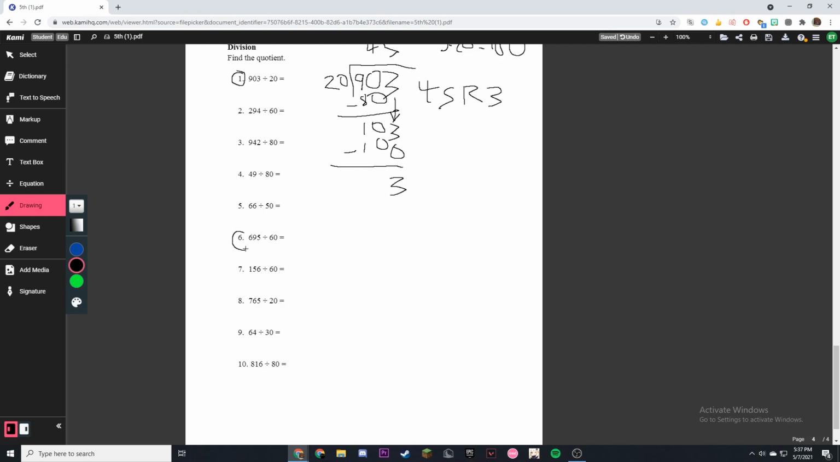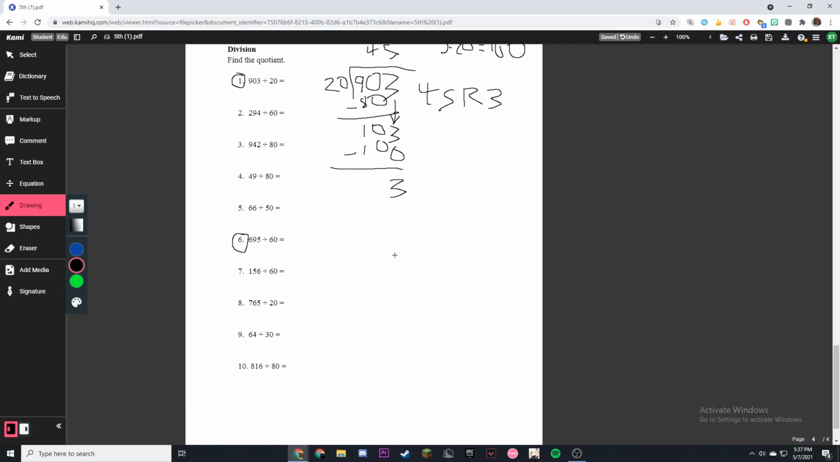Now we're going to do number 6 as another example, and it is 695 divided by 60. We can't do 6 divided by 60, so we're going to take the 9, and 69 divided by 60 is doable. It's only going to be 1, because 1 times 60 equals 60. So this gives us a remainder of 9, and 9 divided by 60 is not doable. So we're going to have to bring down this 5.